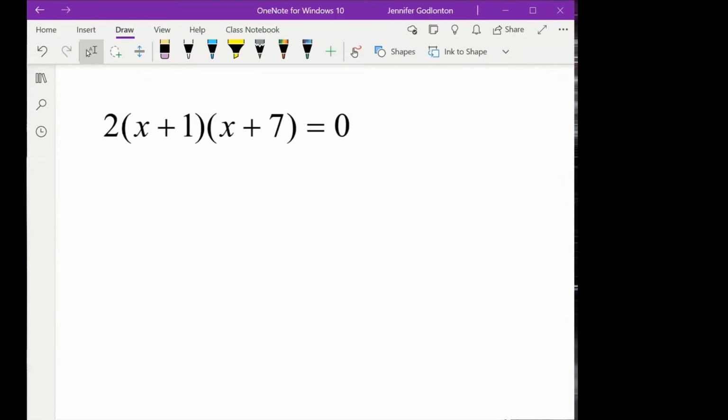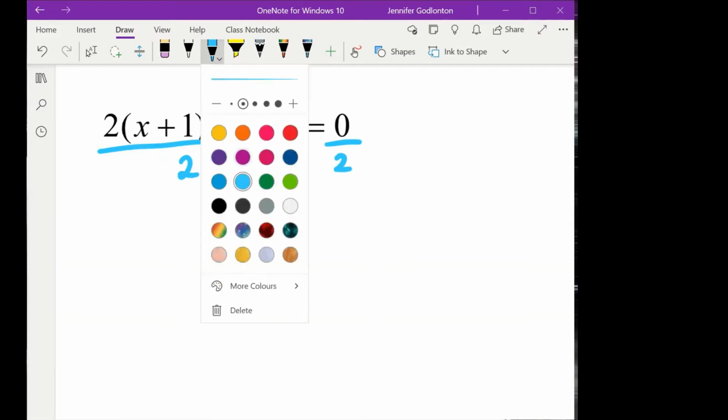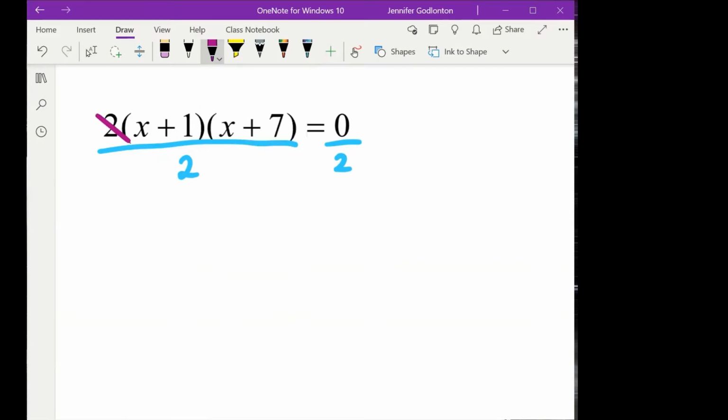Excellent. Okay, I'm going to divide by 2. Now, if I divide by 2 on this side, so I'm dividing by 2 and I'm dividing by 2, this 2 and that 2 cancel and they go away. And 0 divided by 2 is just 0. So all I'm left with is x plus 1, x plus 7, and that is equal to 0. Okay, and that should be nice and easy from this point onwards.